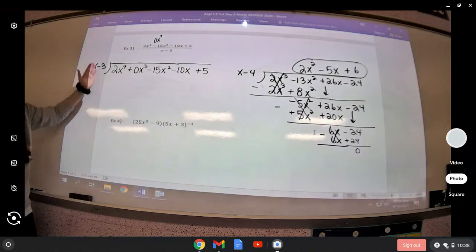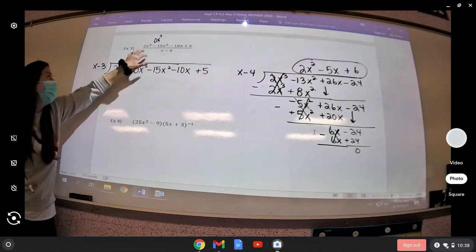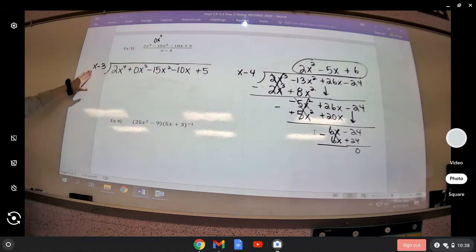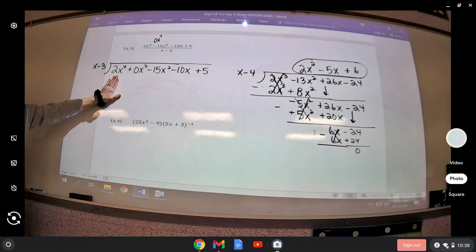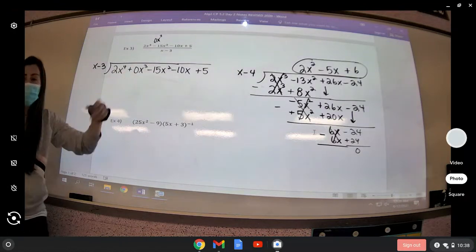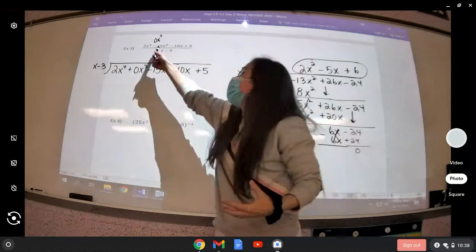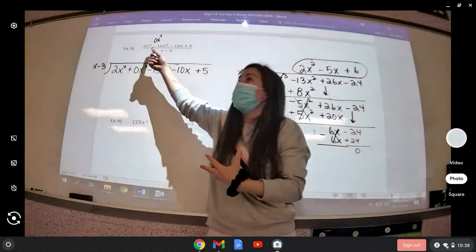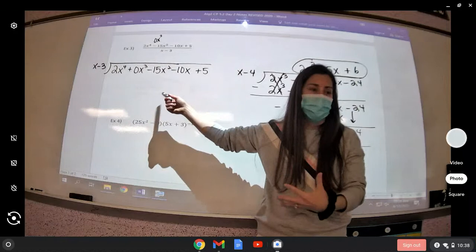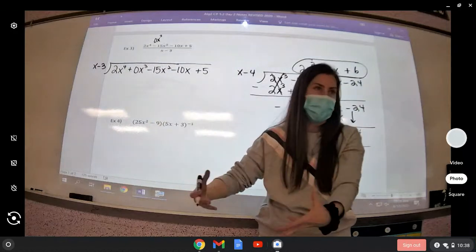You got to say how many times is x going into 2x to the fourth, or what could you put up here so that when you multiply it with x, you get a 2x to the fourth, okay? So you have to leave a placeholder for anything that might be missing, because if he doesn't have an x to the third, that's fine. But maybe our answer needs one, so we have to leave room for it just in case.